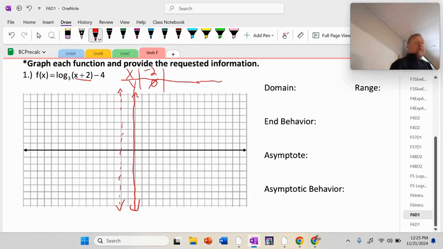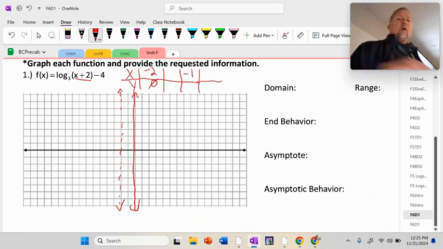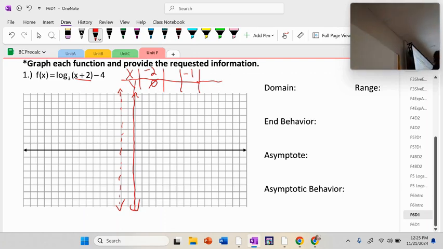And then I plug in, what do you think the next one I plug in is? -1. And I am going to put it in the middle because I do want to show a small value and a not really large value, but a large value. Okay, what's -1 plus 2, everyone? 1. What's log base 3 of 1? 3, 2, 1, go. 0.